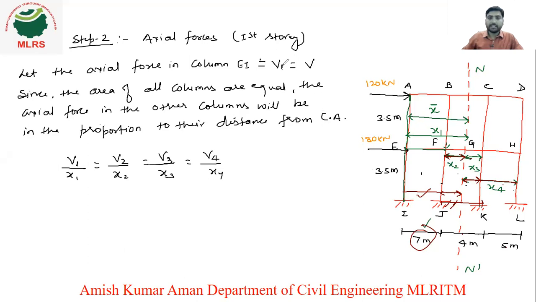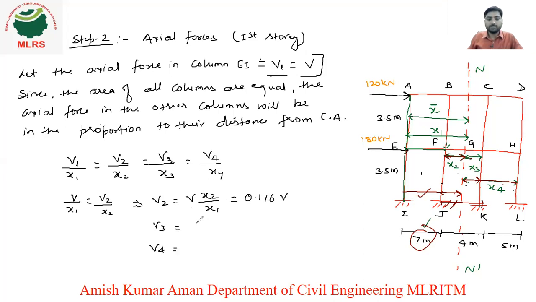So now here we have taken V1. Let's consider V1 is equal to V. Now, comparing, V upon X1 will be equal to V2 upon X2. From here you can calculate V2. V2 will be V times X2 upon X1. Now you know the value of X2. X2 value is 1.5, X1 value is 8.5. Put it here, you will get 0.176 V. Similarly, we will convert V3 and V4 in terms of V. So V3 will be 0.294 V and V4 will be 0.882 V.